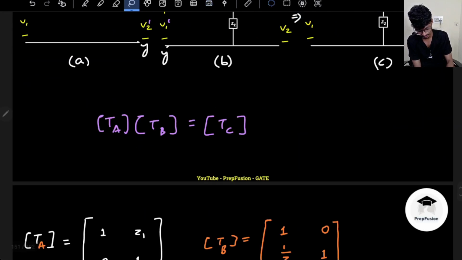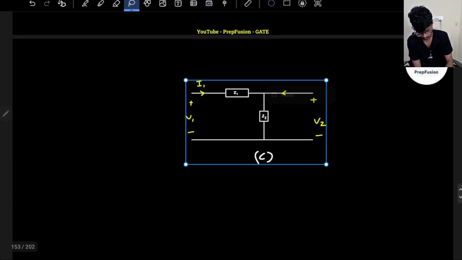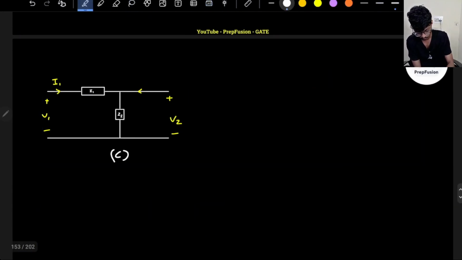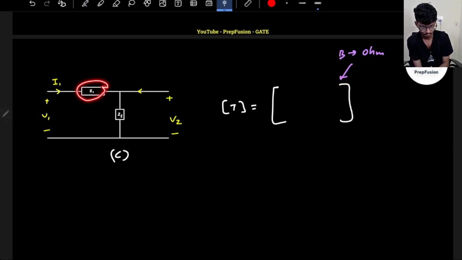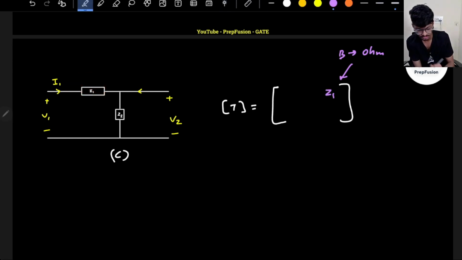What you have to remember is two things. First of all, what are the units of each element in the matrix? This element was B, and B had units of ohm. Basically, V2 and I2 are the independent variables, so it is V1 by I2, which has units of ohm. So I will choose the series element, because in series the unit is ohm. That's why I will choose Z1.